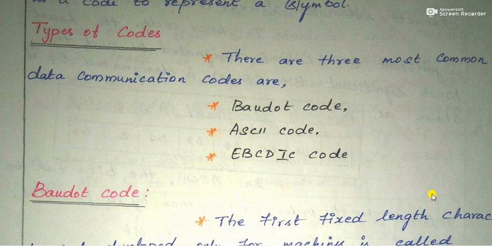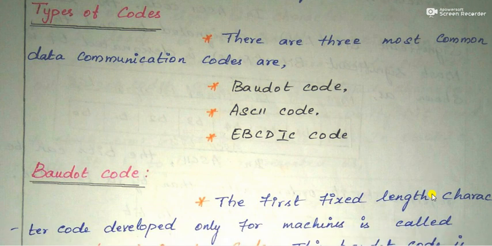So what are the types of codes? There are three most common data communication codes. One is the Baudot code, the second is the ASCII code, and the third is the EBCDIC code. Baudot code is a 5-bit code, that is 2 power 5, giving 32 codes. ASCII code is a 7-bit code, 2 power 7 codes. And EBCDIC code is an 8-bit code, 2 power 8 codes.